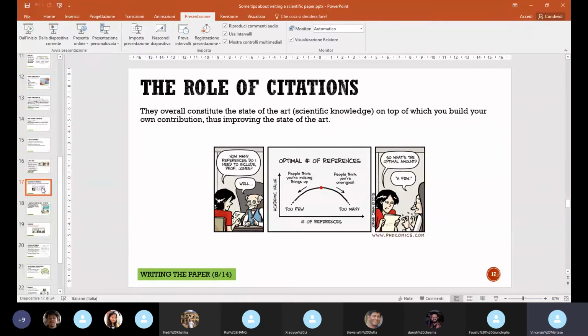Citations are also used to support what you are stating and can be useful in order to convey your message together with the results of your experiments, data about your experiments. How many citations to provide in a paper? There is no golden rule.